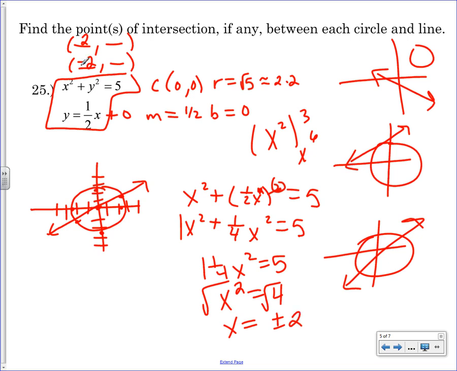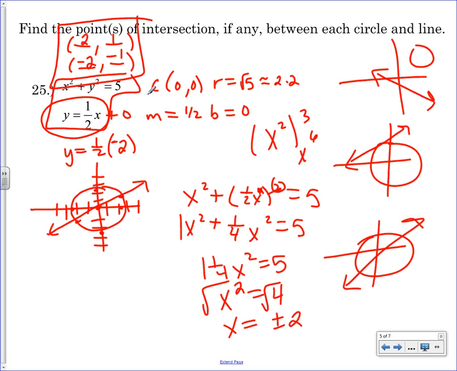Okay, so I have an x, I need a y. What do I do? Plug it in, right? That looks pretty easy, doesn't it? If I plug x in here, isn't y pretty easy to find? Okay, so this says y equals 1/2 x, I said x is 2 the first time. What's 1/2 times 2? 1. The second time I said x is -2. What's 1/2 times -2? -1. So my ordered pairs are 2, 1 and -2, -1.